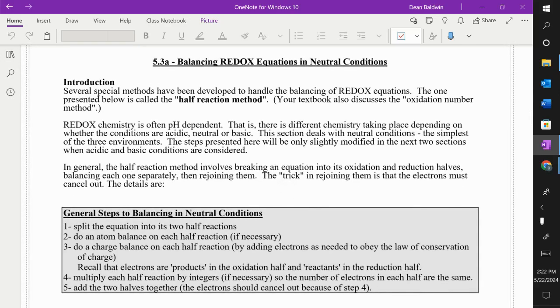So, there's three types of balancing for redox reactions. Neutral conditions are the easiest and the simplest. Then there's acidic conditions, and then there's basic solutions. We might get to all of them today, but we might just get to neutral and acidic. You just have to remember these steps.